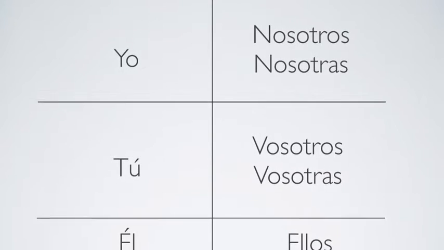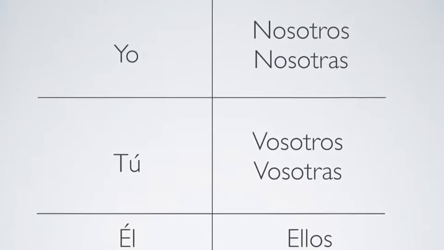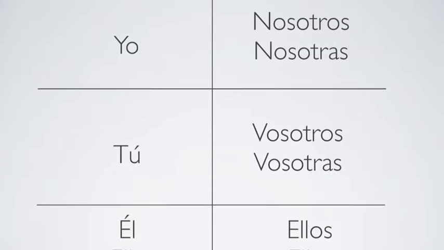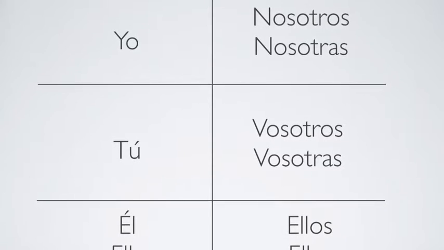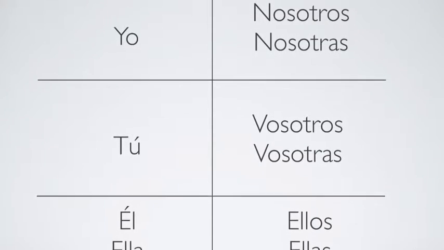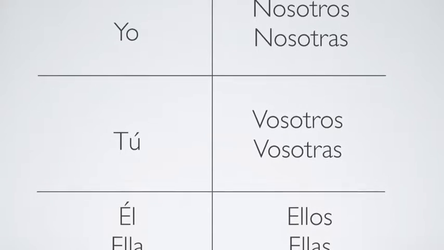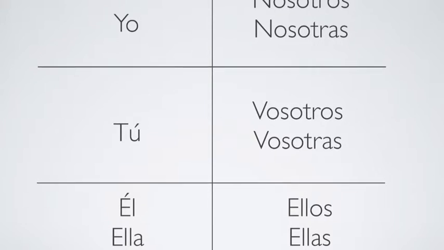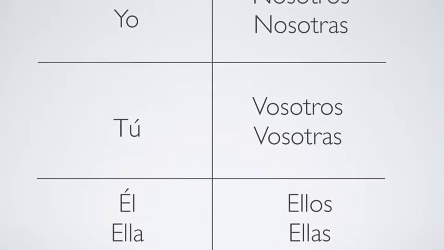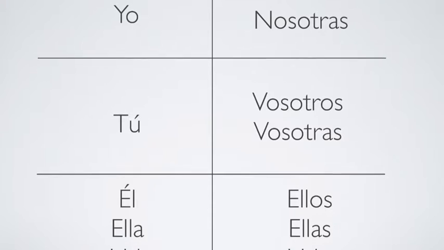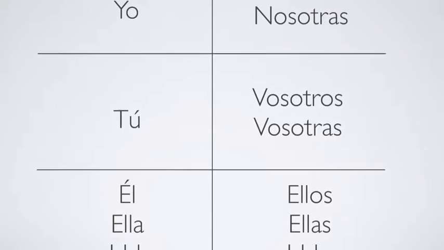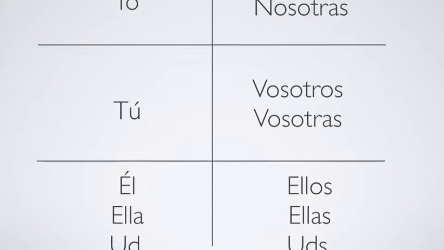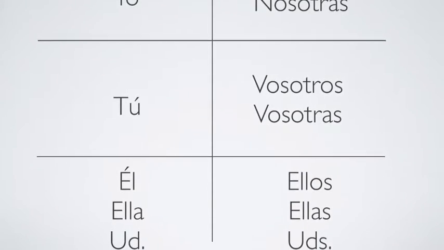Here is an example of the basic pronoun chart. Here we have yo, meaning I, tú, meaning you, él, meaning he, ella, meaning she, and usted, meaning you, formal. Also, we have nosotros and nosotras, meaning we, vosotros and vosotras, meaning you all in Spain, ellos and ellas, meaning they, and ustedes, meaning you all.